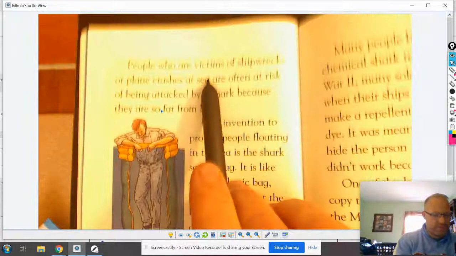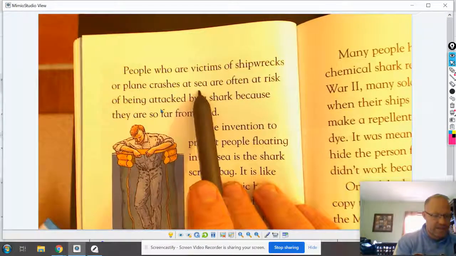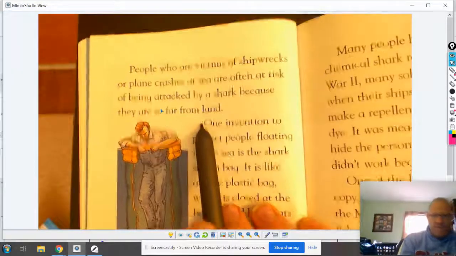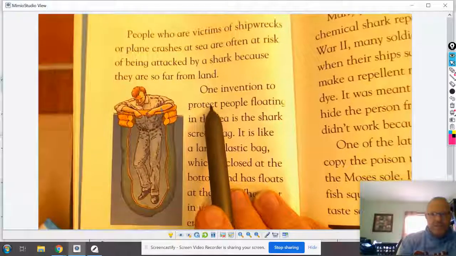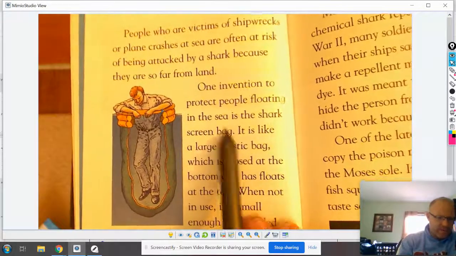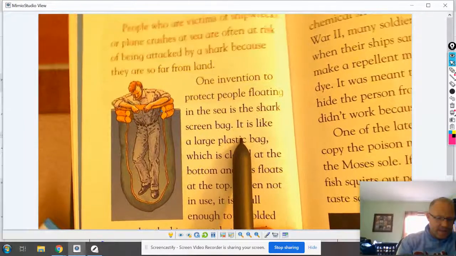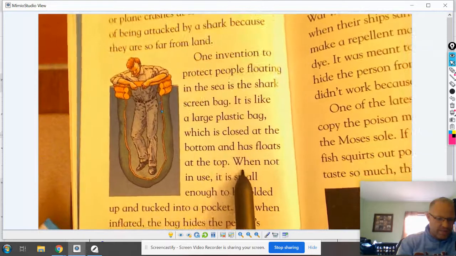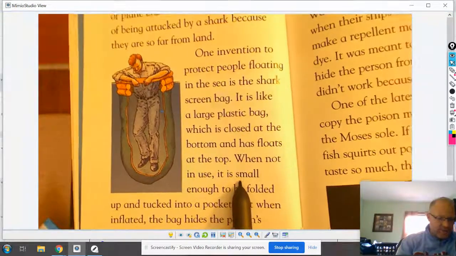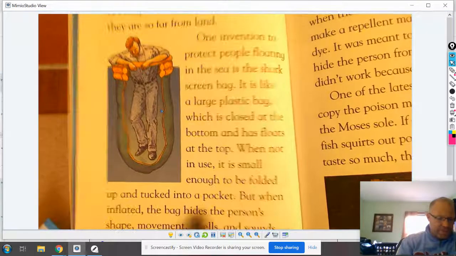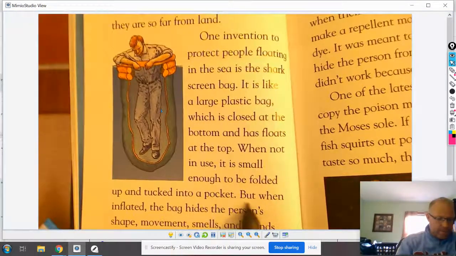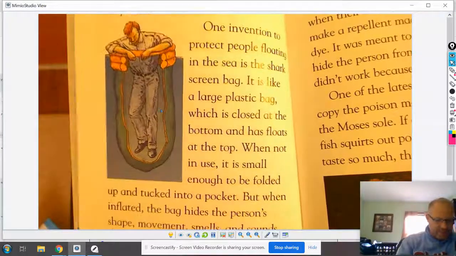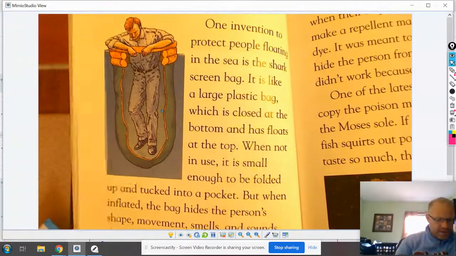People who are victims of shipwrecks or plane crashes at sea are often at risk of being attacked by a shark because they are so far from land. One invention to protect people floating in the sea is the shark screen bag. It is like a large plastic bag which is closed at the bottom and has floats at the top. When not in use, it is small enough to be folded up and tucked into a pocket. But when inflated, the bag hides the person's shape, movement, smells, and sounds from passing sharks, hopefully keeping the person safe until help arrives.